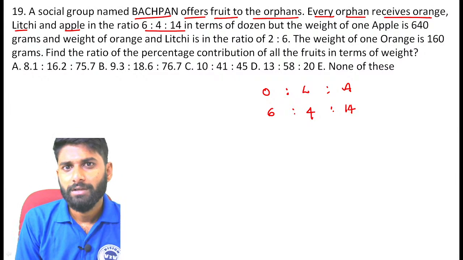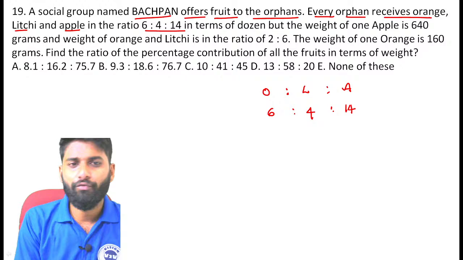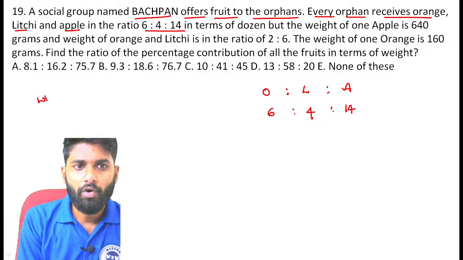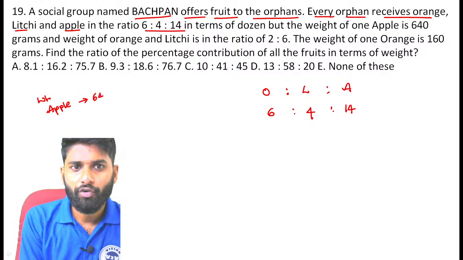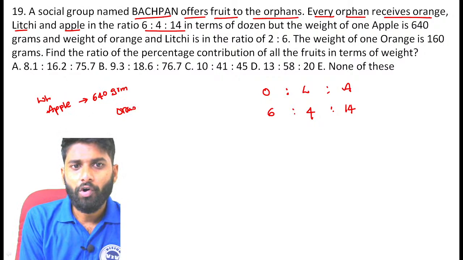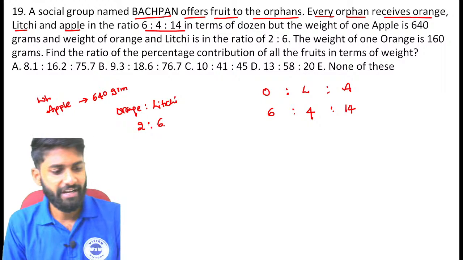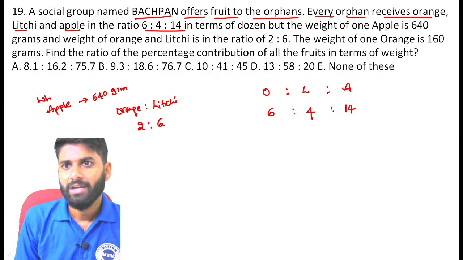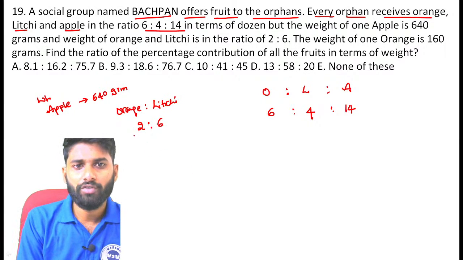Now, in terms of dozen, the weight of one apple is 640 grams. And the weight ratio of orange and lychee is 2 is to 6. The weight of one orange is equal to 160 grams.